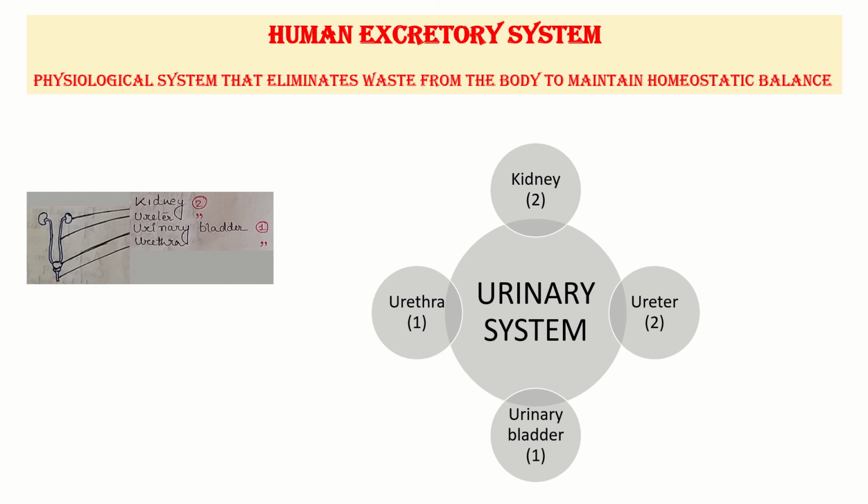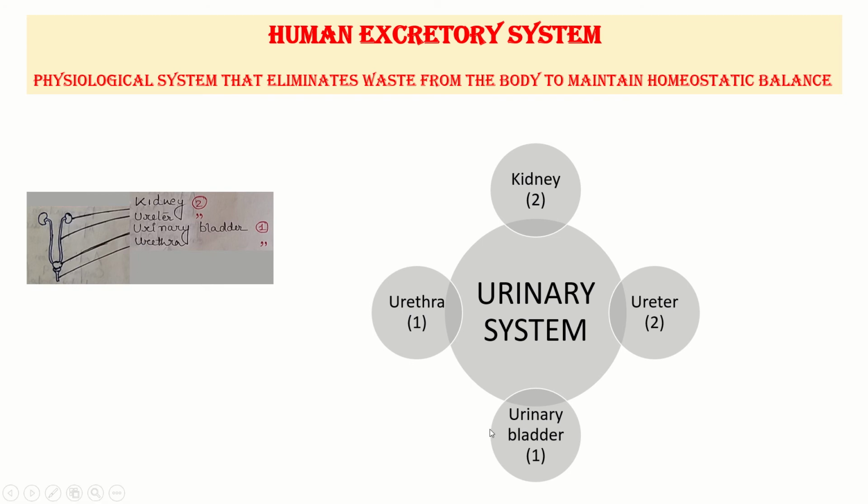Now, look into the image over here. This is a very characteristic diagrammatic representation of our excretory system. It consists of two kidneys, the ureter, urinary bladder, and urethra. So these four basic components of our excretory system need mention. Fine. Now we'll look at the number.